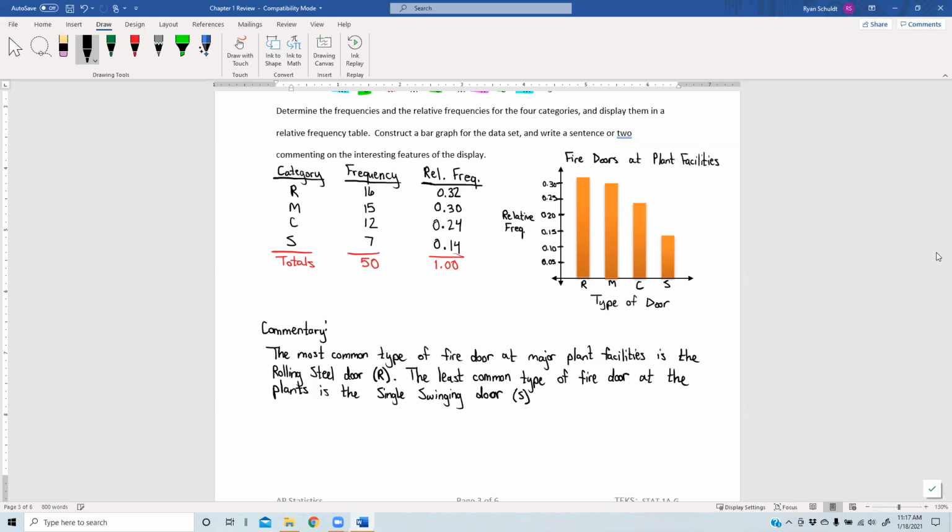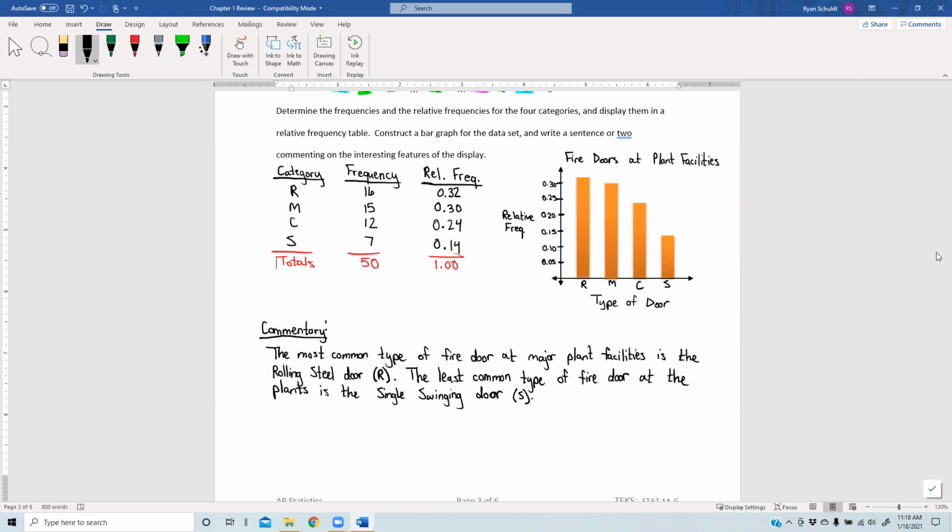Now, I guess you could go further if you wanted to and say that the single swinging door is the least common by at least 10%. I mean, you could get nitty gritty about it, but at this point, we could just say the most common is the rolling steel, least common, single swinging. I mean, that's that.